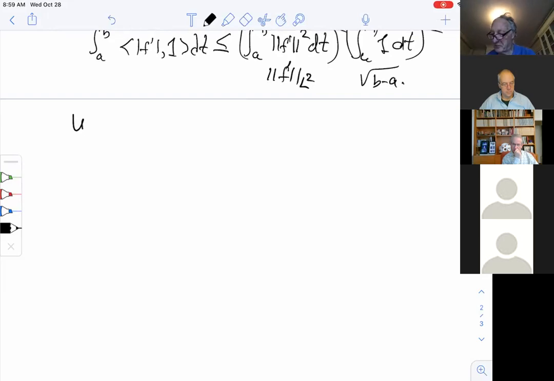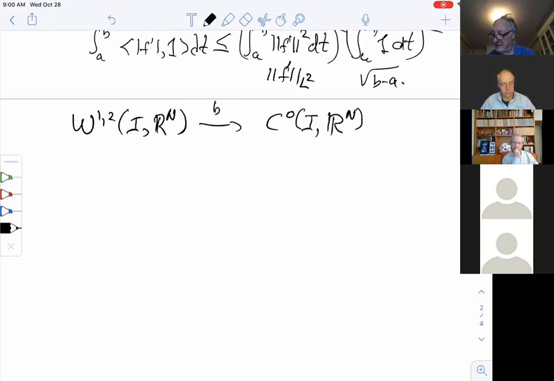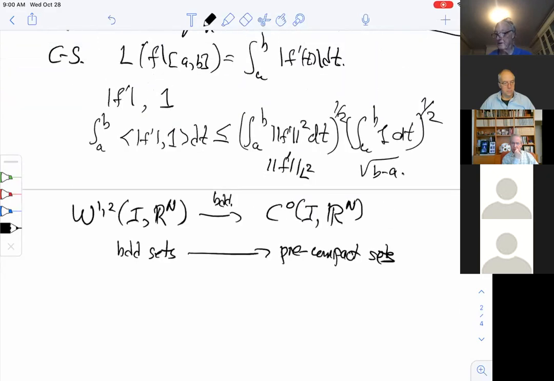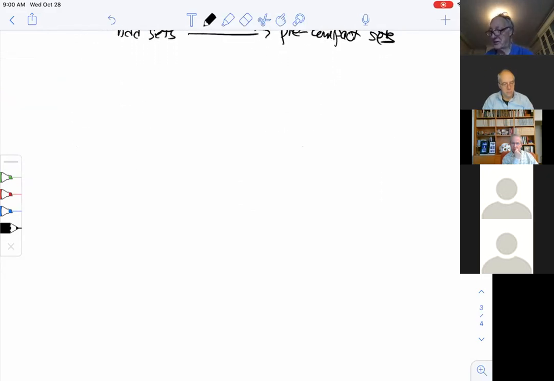In fact, what this argument is really proving is that the map from W12 functions on the interval into continuous functions on the interval, first of all, is bounded, continuous, but it sends bounded sets to precompact sets. So if you have a bounded sequence here, and you push it into C naught, you can extract a limit in C naught of the image of that bounded sequence. Precompact just means the closure is compact. Okay. So that's a little introduction into W12.